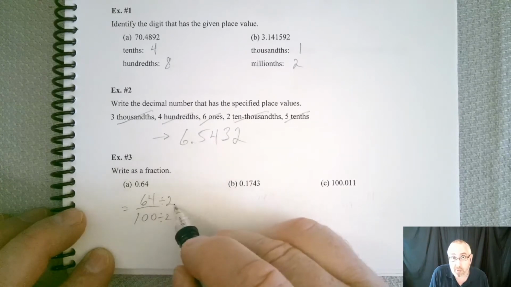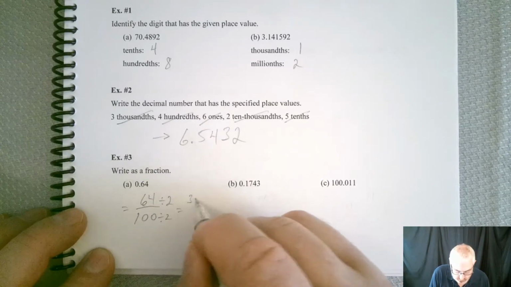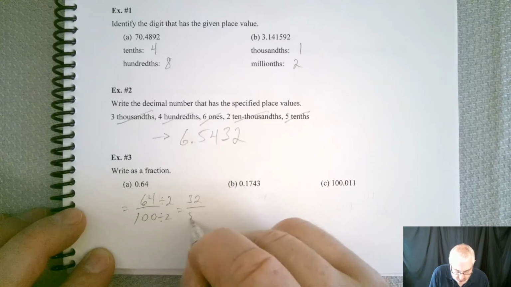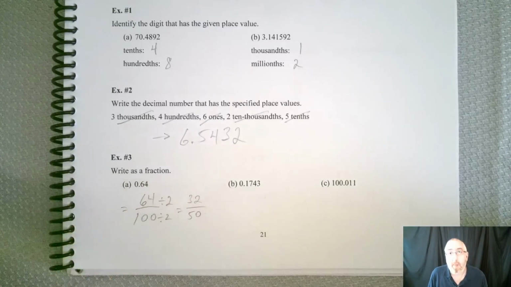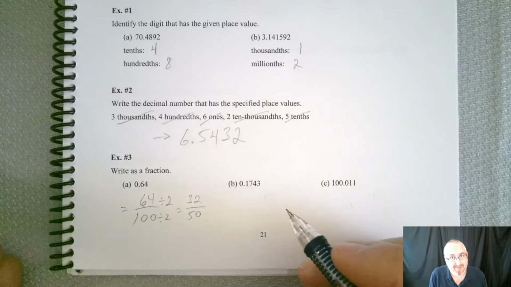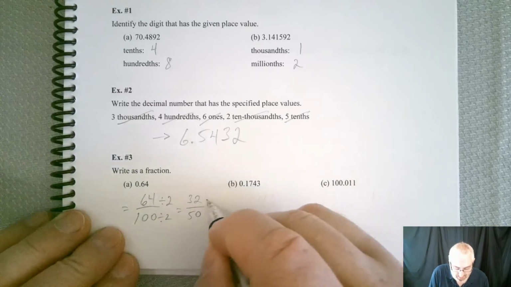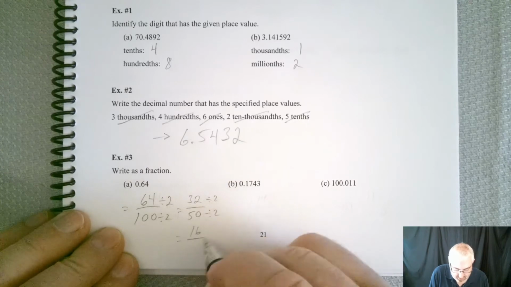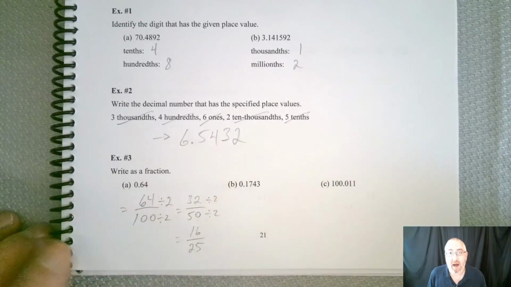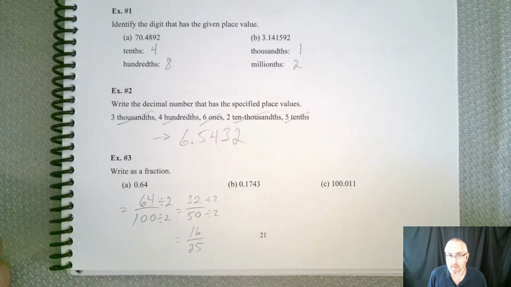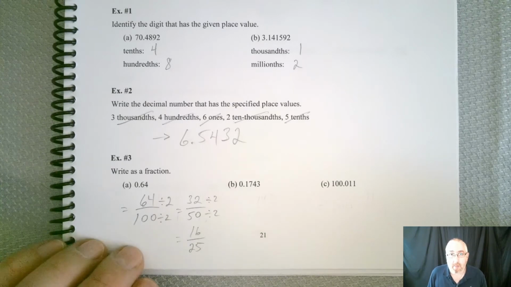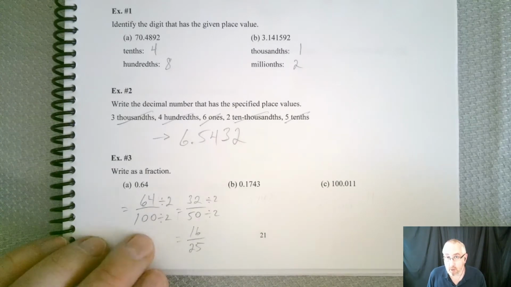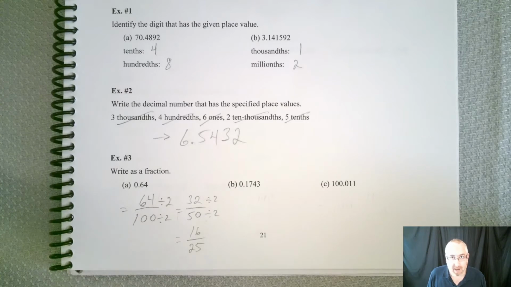64 divided by 2 is 32. 100 divided by 2 is 50. But they're both even again, so we can divide another 2 out. So if we divide by 2 again, that's going to give you 16 over 25. And that's as far down as it goes. Hopefully the problems that I've selected, you don't have to worry about this, but you're going to have to double check just to make sure.